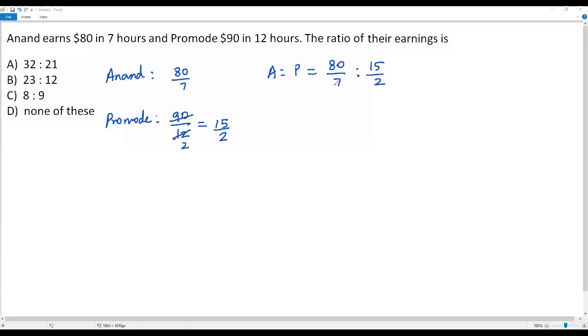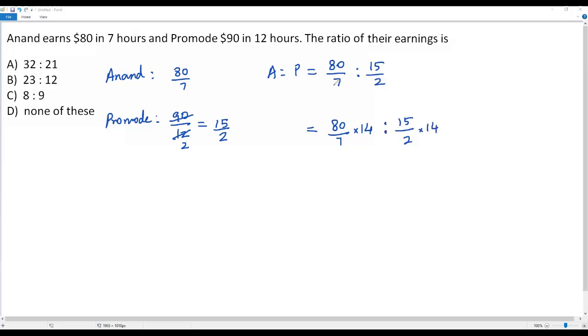For that, we have to consider the denominators over here, 7 and 2. What is the least common multiple of 7 and 2? It's 14. Now to get rid of the two denominators 7 and 2, I have to multiply both the terms of the ratio by the least common multiple of 7 and 2, that is 14. So now let me multiply the first term, 80 over 7, by 14, and the second term, 15 over 2, by 14.